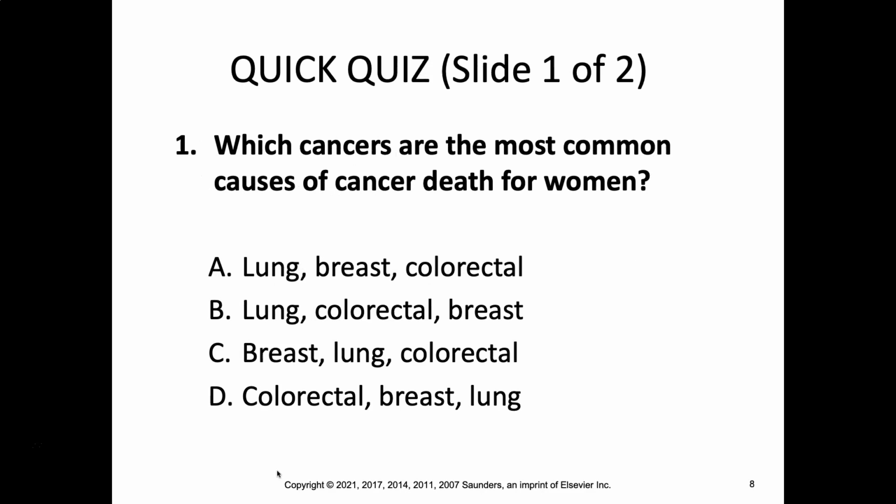So, which cancers are the most common causes of cancer death for women? I will give you a hint. If you have breast cancer and it advances, it'll go lung, bone, brain. If you have colorectal cancer, it tends to go to the liver. I'll give you another hint. The number of women who smoke has increased over time.